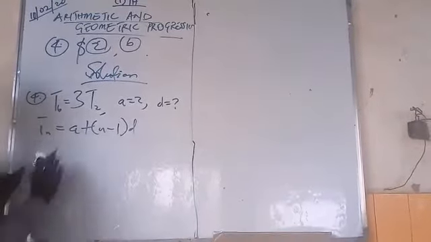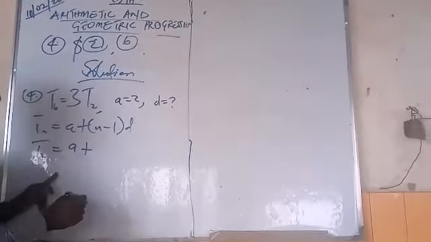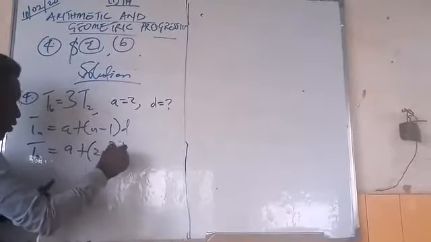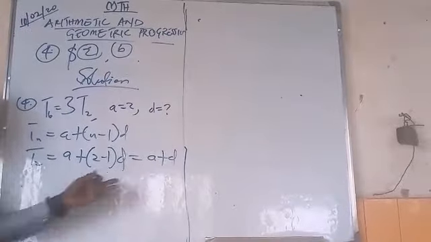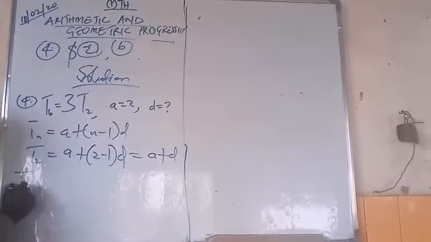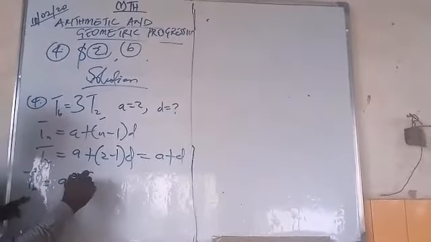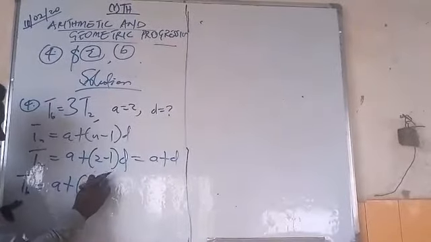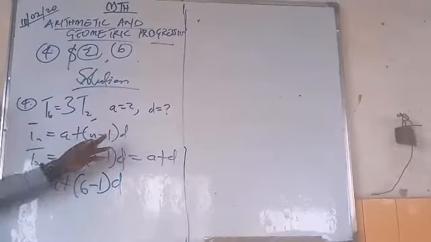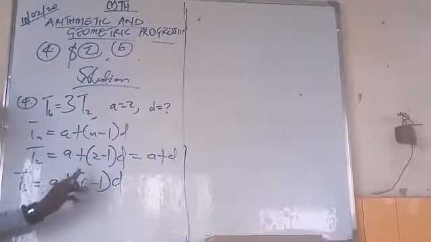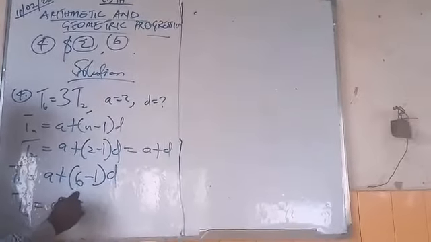Yes. Very good. And then now say T2. T2 means A plus, what is n? 2 minus 1 D, which is going to be A plus D. Are you with me? Very good. Now, the next thing, the sixth term is A plus 6 minus 1 times D. The same formula I'm using. Now, it means the sixth term is A plus 5D.